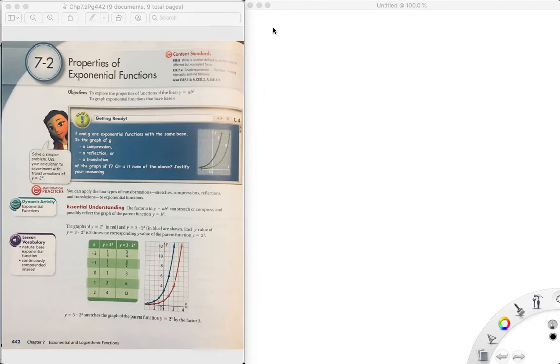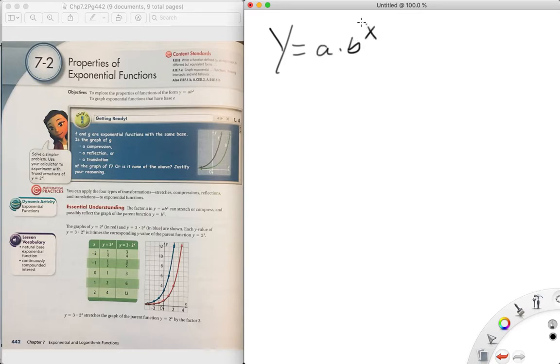of y equals a times b to the x, where we would say that the y-intercept is y when x is 0, so the y-intercept would be 0a.